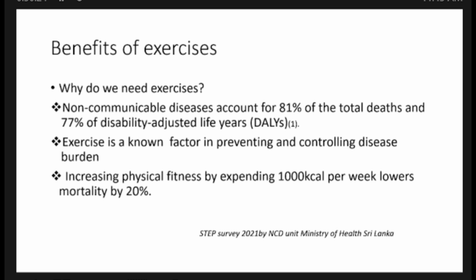When you are physically active, if you are expending more than 1,000 kilocalories per week, it will reduce your mortality by 20%. That's why the WHO and other organizations are investing a lot in improving physical activity, and there is clear guidance to reduce physical inactivity by 2030.